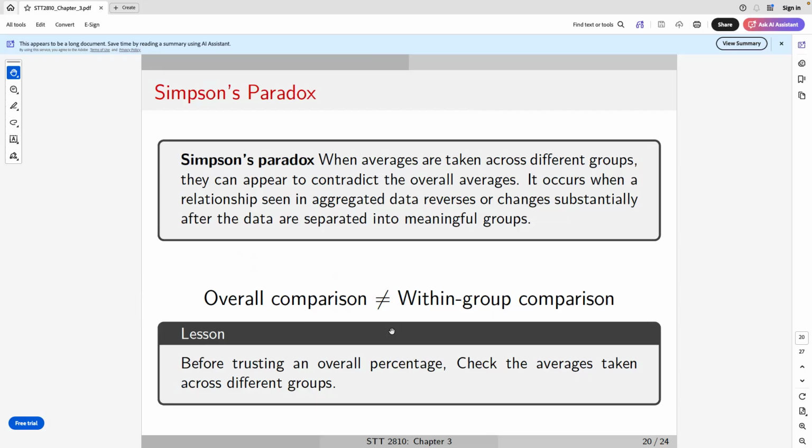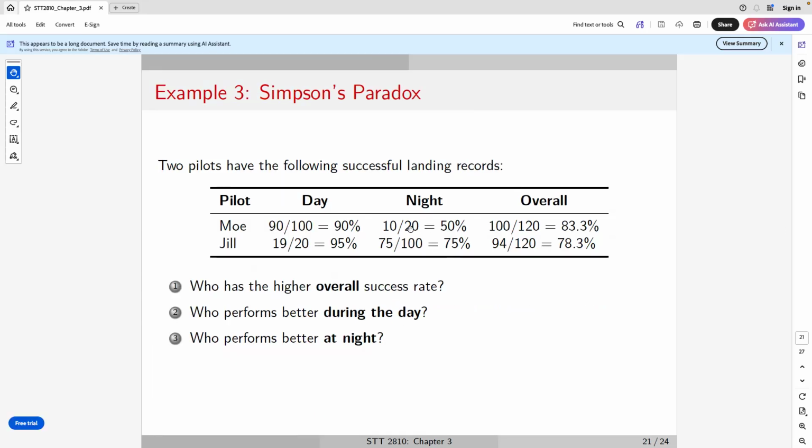So what is Simpson's paradox trying to do? To be able to understand that, I'm going to ask you some questions. So let's look at this example here. Is that okay? This example says that we have two pilots. The names of the pilots are Mo and Jill. Is that okay? And then this is their day success rate, showing their successful landing records. This is for day, and this is also for night.